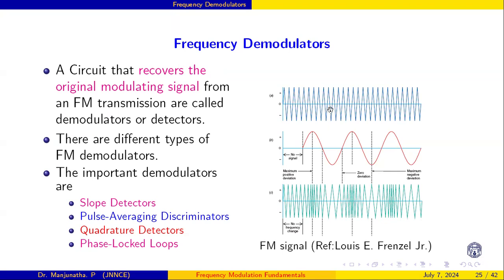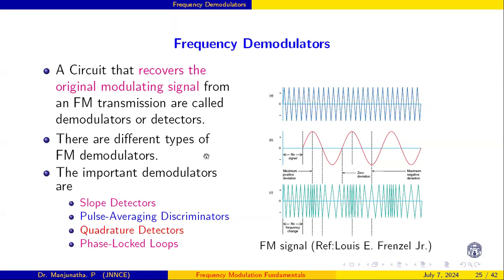For example, in this case, this is the carrier wave, this is the message signal, and this is the modulated signal. In this case, we have taken a simple sinusoidal message signal. With respect to the variation of the amplitude of this signal, the frequency is varied. So this is the signal arriving at the demodulator. The demodulator has to recover this message signal. So a circuit that recovers the original modulating signal from an FM transmission is called a demodulator or detector.